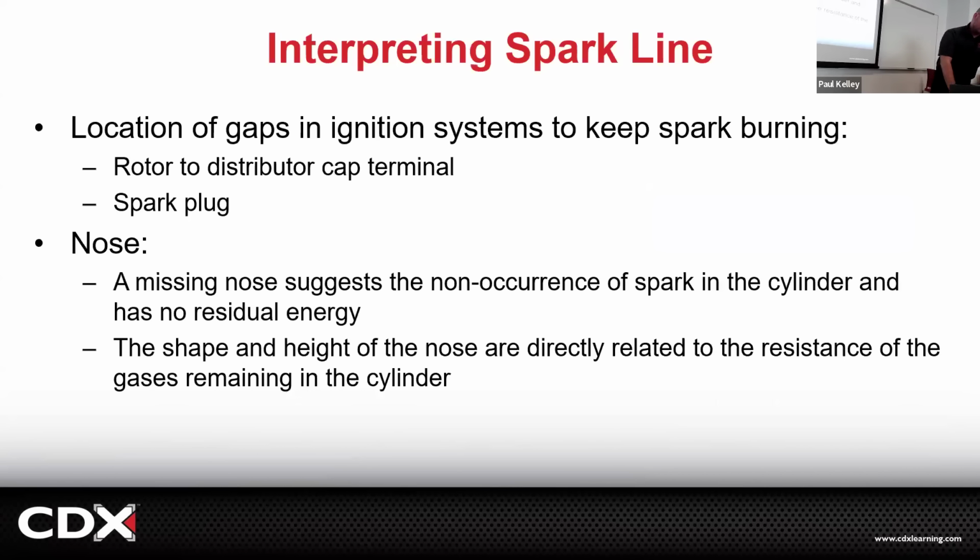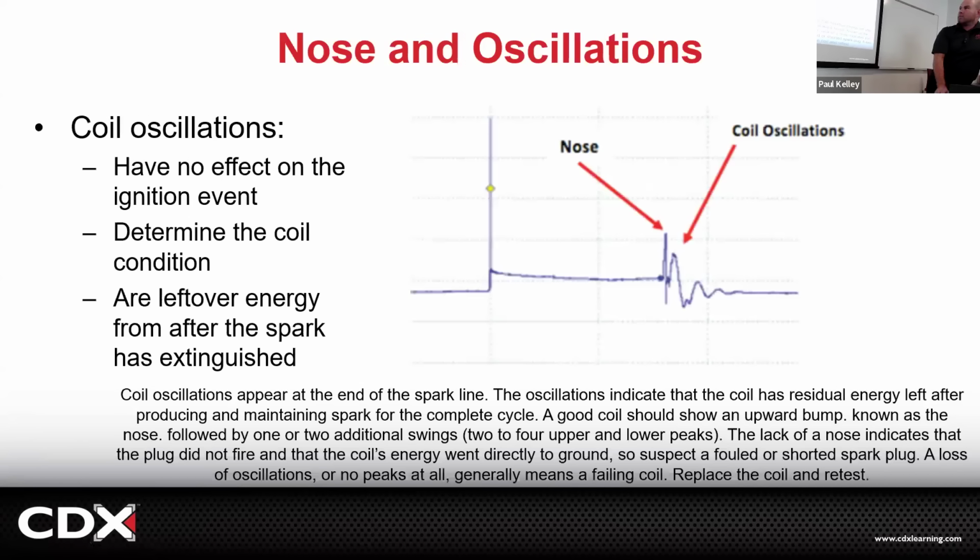Okay, let's go with the potentials. If we had a short burn time, maybe distributor cap to rotor, maybe spark plug. And the other thing is sometimes we'll get them where there is no spark at all. So I'll show you a no spark one just a little bit.